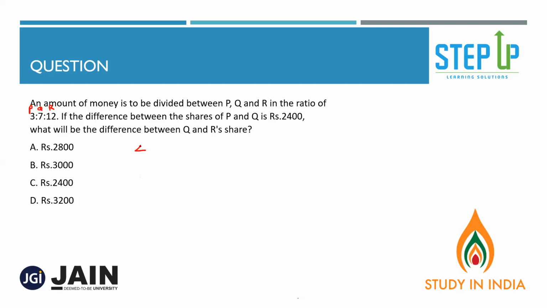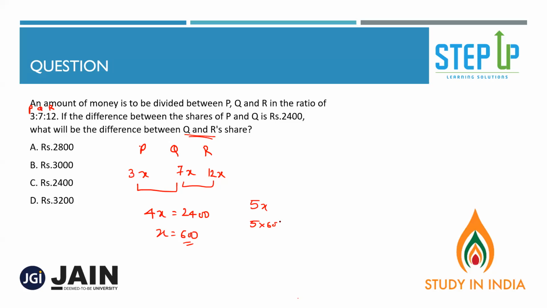PQR. So can I say P's share is right? PQR, P's share is 3x, this is 7x, this is 12x. So this difference, that is 4x, is equal to 2400, which means that x is equal to 600. If x is equal to 600, we need to calculate Q and R shares, that is 5x. So 5 into 600, your answer is 6000, sorry, 3000. Yeah, that's the answer. Correct, people. Fine. Let's move to the next one.